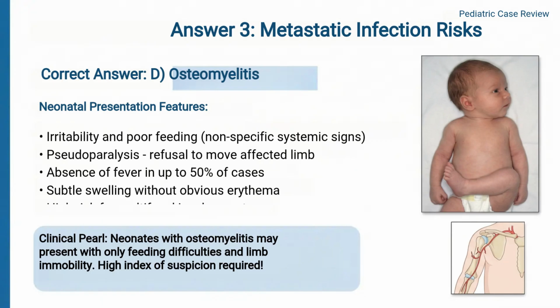In infants and young children, osteomyelitis frequently presents with nonspecific signs. Irritability and poor feeding are the predominant complaints, and fever may be absent in up to 50% of neonatal cases. Pseudoparalysis, meaning the infant refuses to move or use the affected limb, is the most important clinical clue. Subtle swelling without erythema is common.